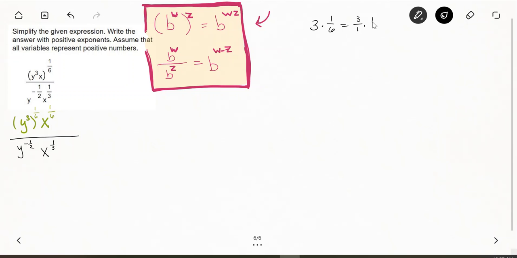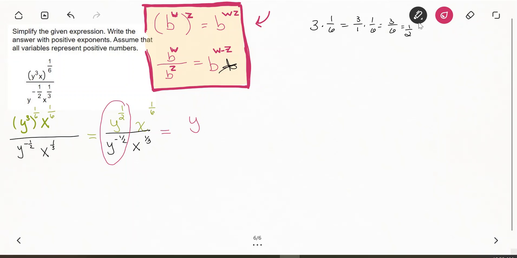That's like 3 over 1 times 1 over 6. So 3 over 6, and that will reduce to 1/2. So this would give us y to the 1/2 x to the 1/6 all over y to the negative 1/2 x to the 1/3. So next we'll apply the quotient rule, and we're going to treat each of these variables separately. So we've got the y to the 1/2 divided by y to the negative 1/2.